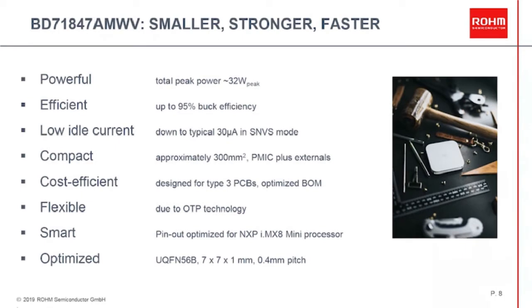Let's come a few steps closer to the PMIC. Modern SoCs have an optimized cycle per power ratio, but can request high peak power for short periods of time. BD71847 can supply on one side up to 32 watt peak into the system at a high conversion efficiency of up to 95% and consumes only 30 microamp in low power mode. The requested area for the PMIC and its externals can be down to approximately 300 square millimeter, as the IC comes in a small 7x7 QFN package. Its power supplies, interface, pin out and sequencing are optimized for the NXP i.MX 8M Mini SoC family.